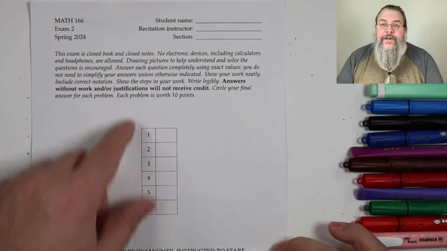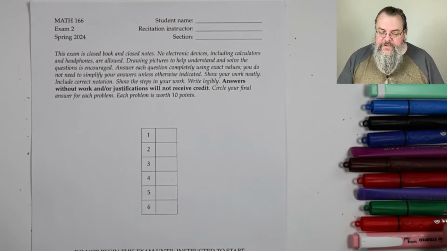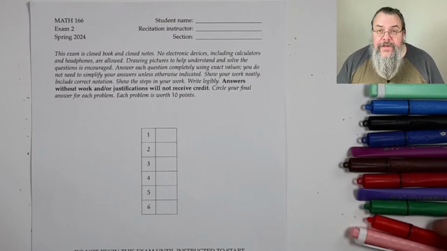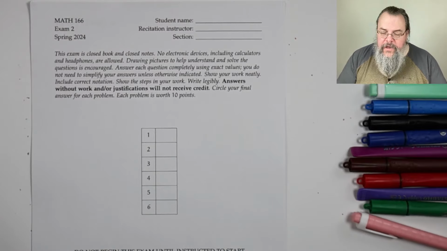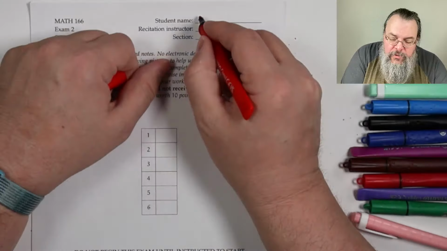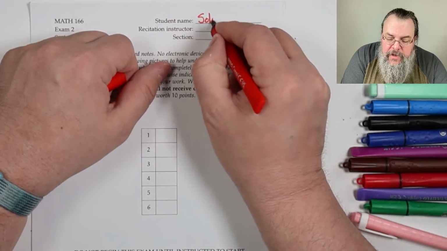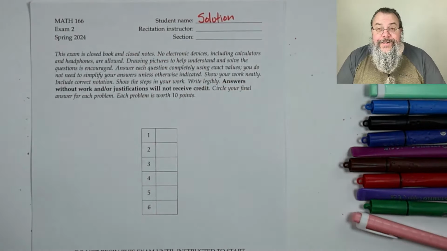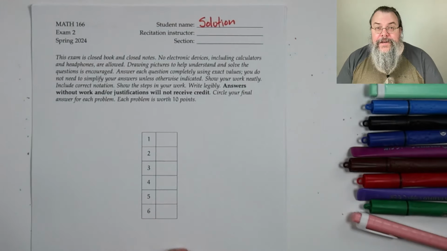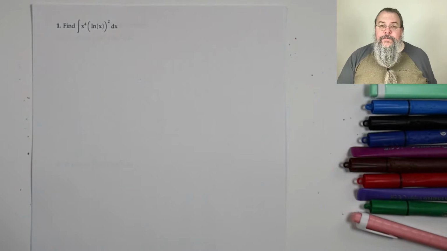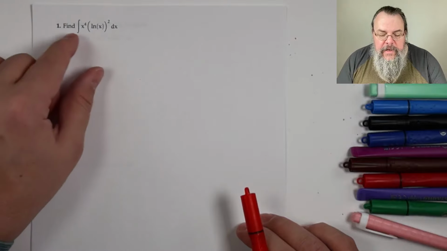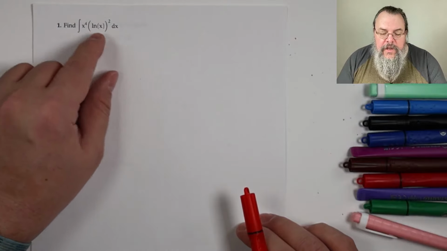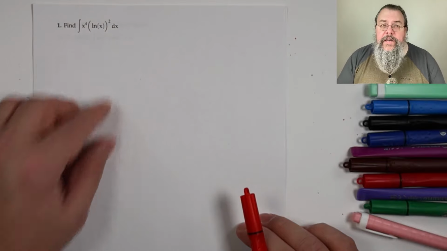6 problems. This was when we had long answer problems, so lots for us to do. But of course, before we do anything, always remember to write your name, because if we don't put our name, we won't get the credit. All right, let's begin. The first problem. Find the integral x to the fourth log of x quantity squared dx.